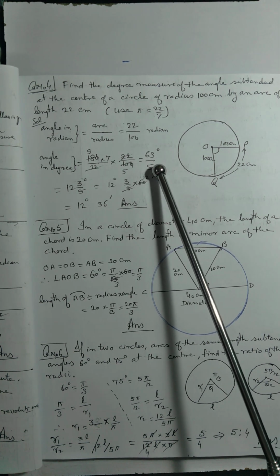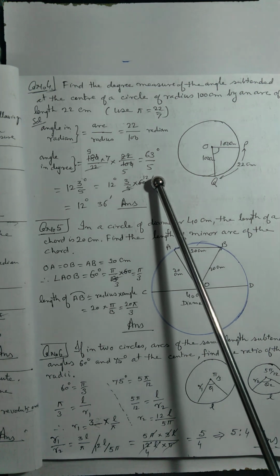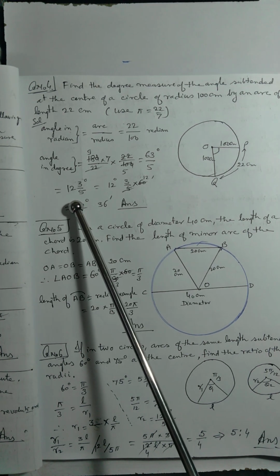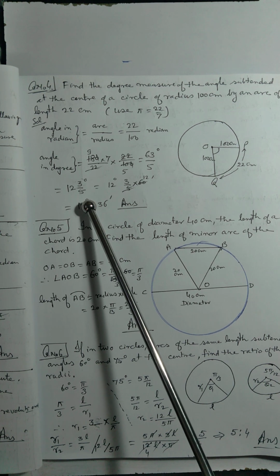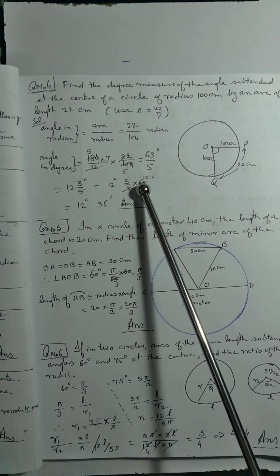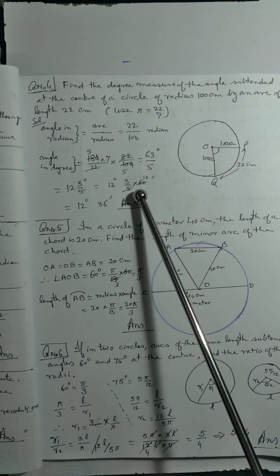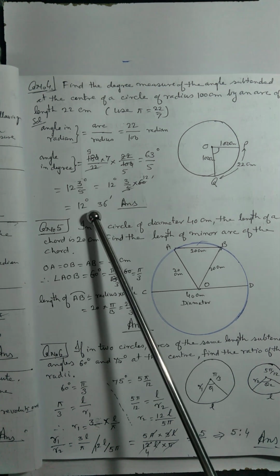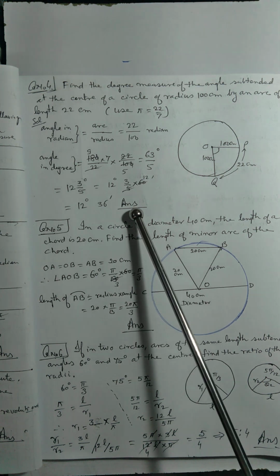Further solve it, we will get 63 by 5. It will be equal to 12 and 3 by 5 degree. And further change it into minute. Just multiply the fractional part by 60. You will get 12 degree 36 minute.